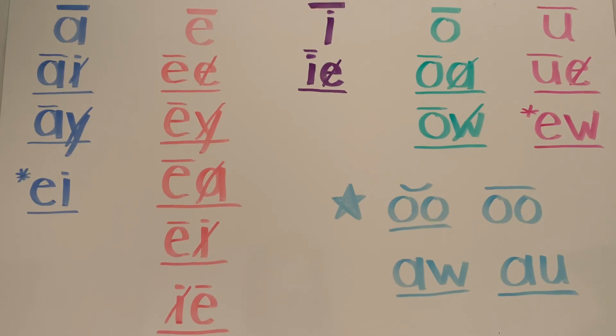Now that IE one on the bottom is not as common. That's one that we would see in words like shield or field, but it does still make the long E sound, and it is still a vowel digraph.